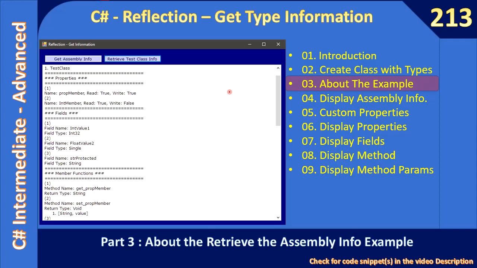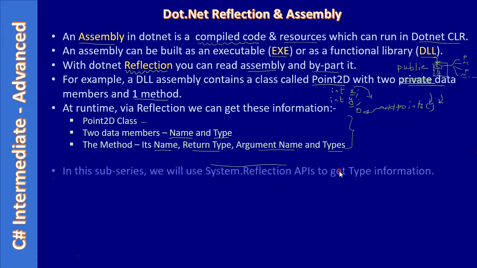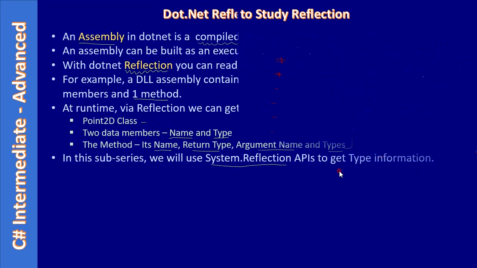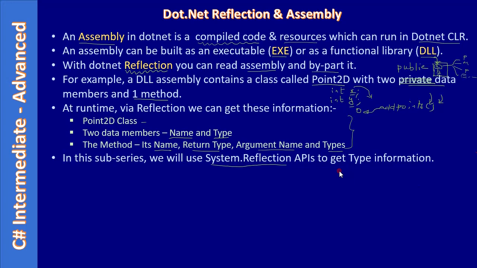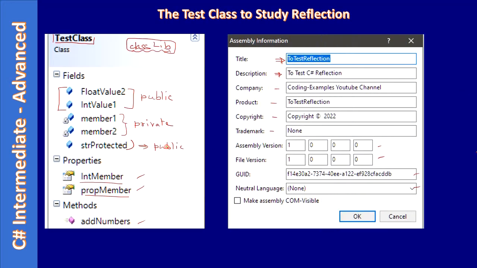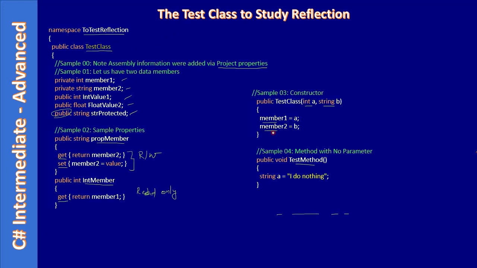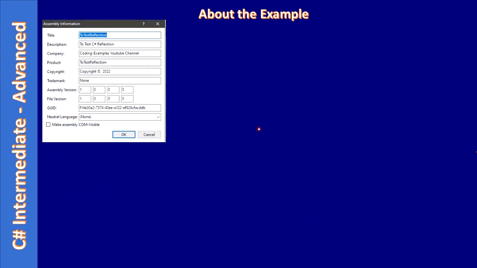In this video, we are going to see the example that we will create in the coming videos. In the last video, we created a test class and set assembly information. Now we will talk about the example.